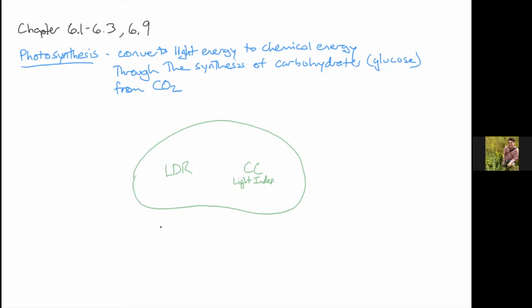Recall some of the inputs, right? You should know the main inputs to photosynthesis. And you should also know the main outputs. What are those main inputs? This one's easy, right? This one's light. But which ones are these? The light-dependent reactions rely on water, and the light-independent reactions rely on carbon dioxide.